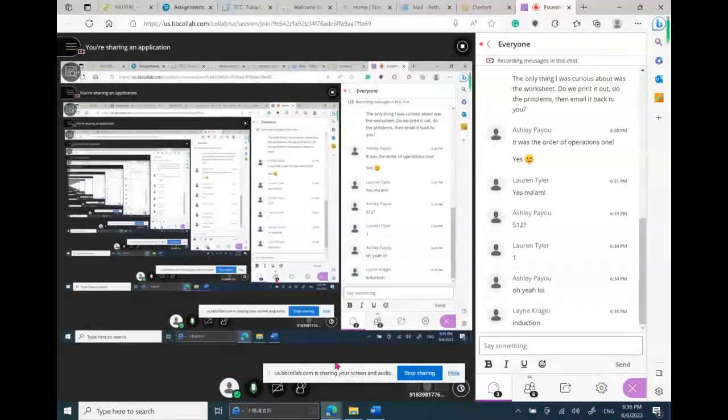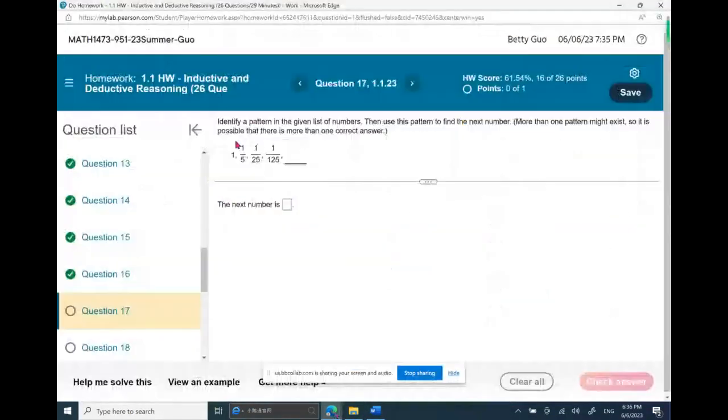Yeah, we're doing induction. Thank you, Lane. Exactly. All right, so let's see how we apply inductive reasoning to find the pattern and determine the next number in a sequence.